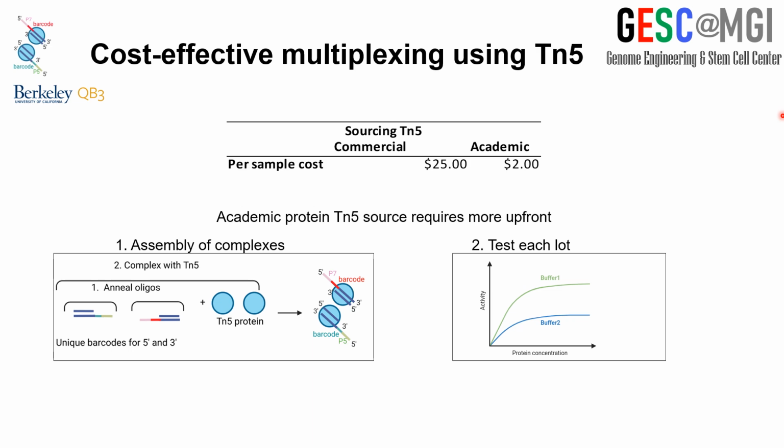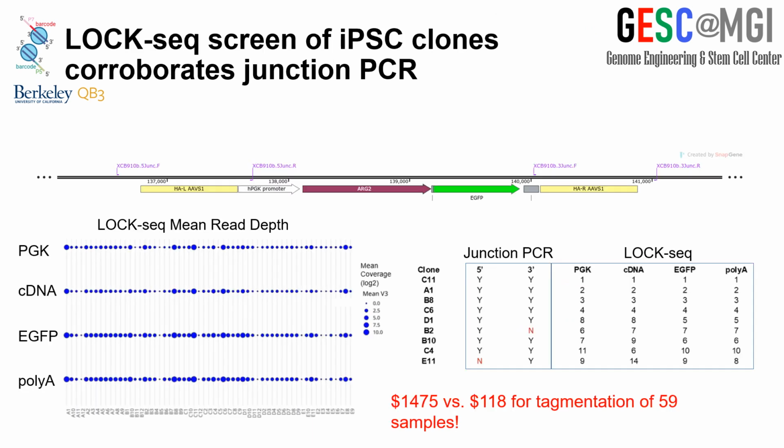One of the caveats is that it requires a bit more upfront work because with each lot that is generated, it requires preloading the Tn5 with the oligos containing your barcodes and adapters. And it also requires testing that lot for activity so that you use the right amount of protein and in the right conditions to get the longest fragments. So that upfront work can really pay off if this is being used for high throughput screening on a regular basis.